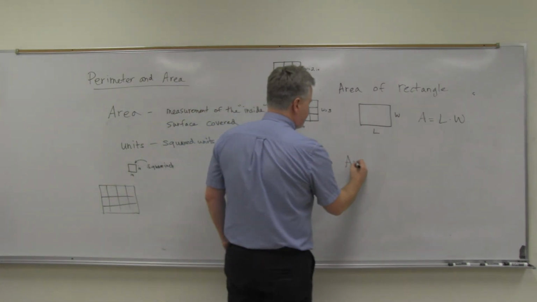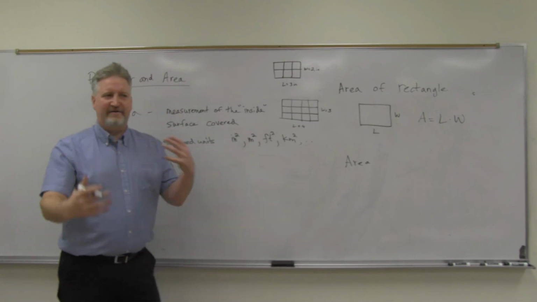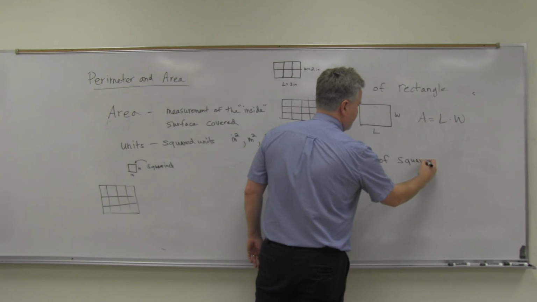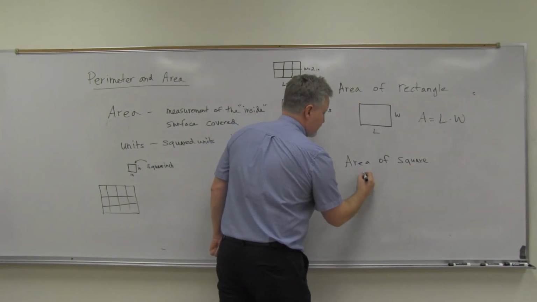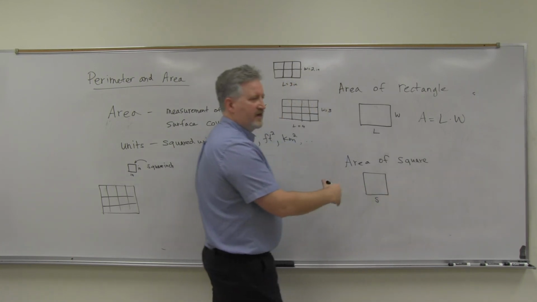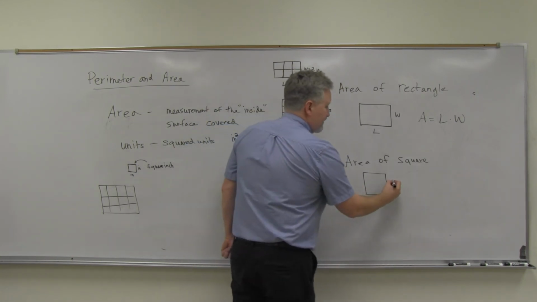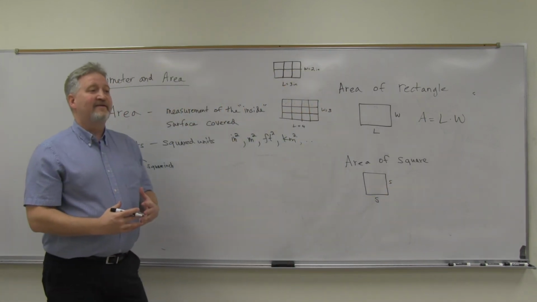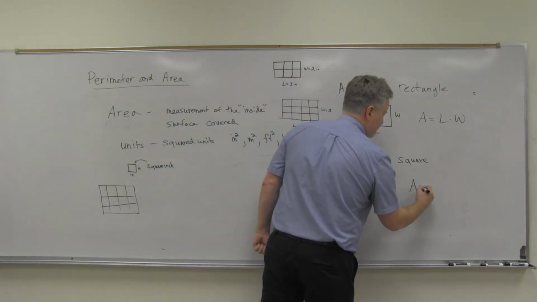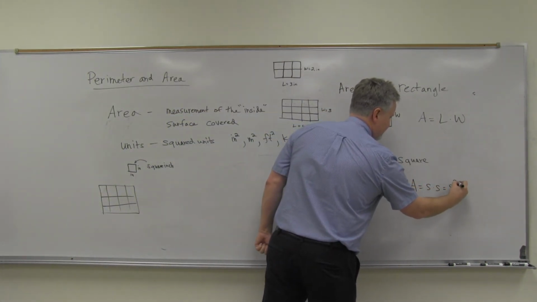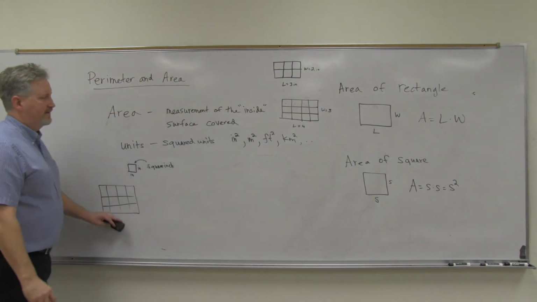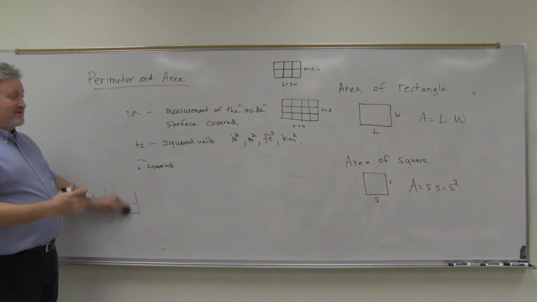Now, the area of a square, like I said, all of these really can come out of the area of a rectangle. The area of a square comes out of the area of a rectangle because your length is S. They usually call it the side length of a square, S. But the width is also S because it's all the same. So what have we got? Length times width, S times S, also known as S squared. So it comes directly out of the rectangle area. Now, a couple other ones you may not be as familiar with.